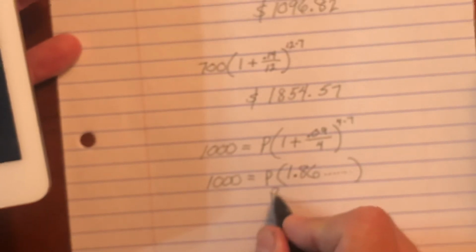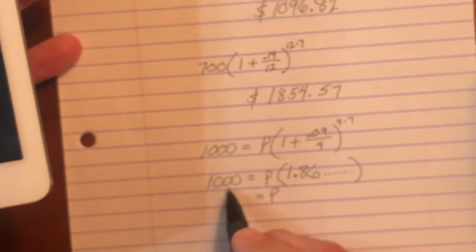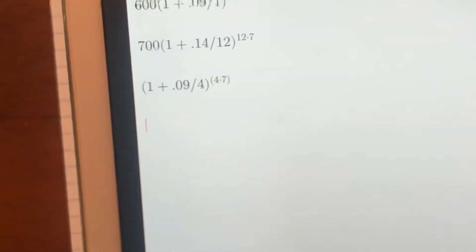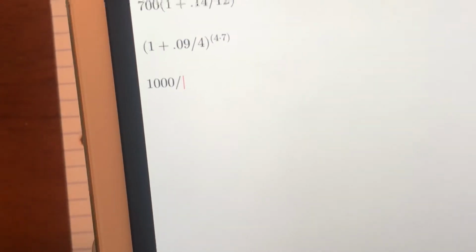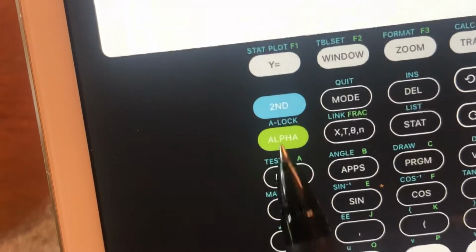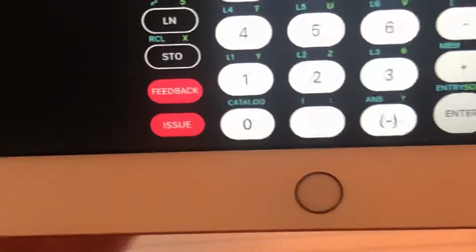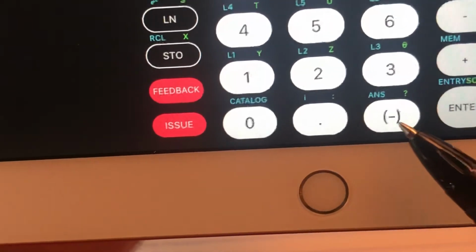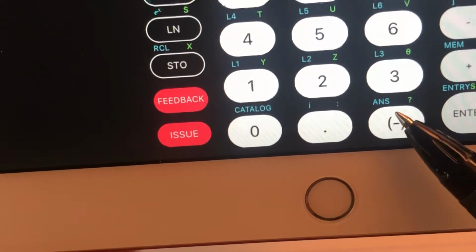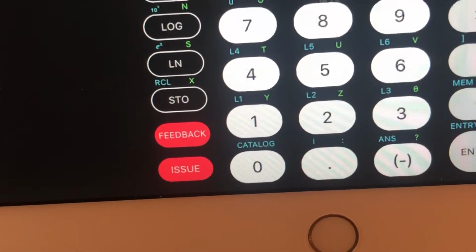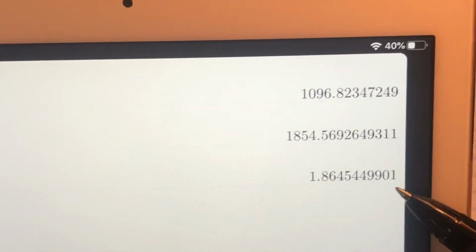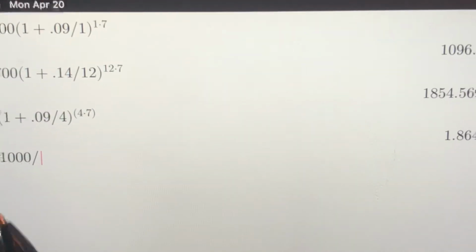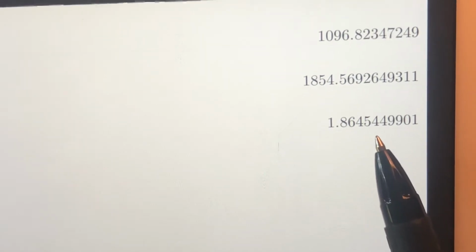So that means P is going to equal whatever 1,000 divided by this is. Here's how you do that on your calculator without ever rounding it off. Type in 1,000 divided by, and then you hit the second function of the negative key, way down here, which says ANS. That stands for answer. So that means it'll type in whatever the last thing that you have on the calculator is for an answer. I want to take 1,000 divided by that number.